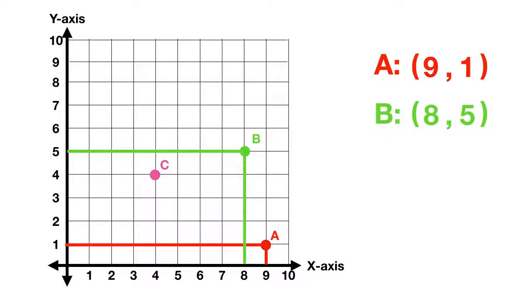Here's another one. Point C. What are the coordinates of point C? Well, if you connect point C, you can see that it's 4 over. It has an x-coordinate of 4. Then, if you connect it to the y-axis, you see it has a y-coordinate of 4. So point C is at 4, 4.